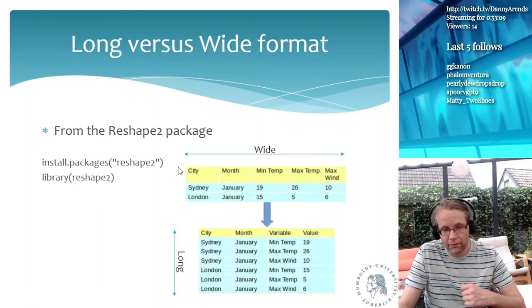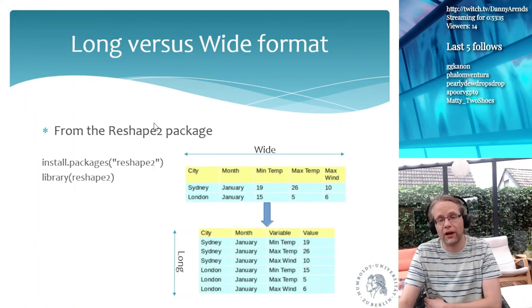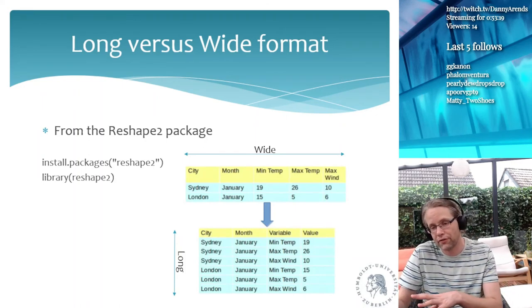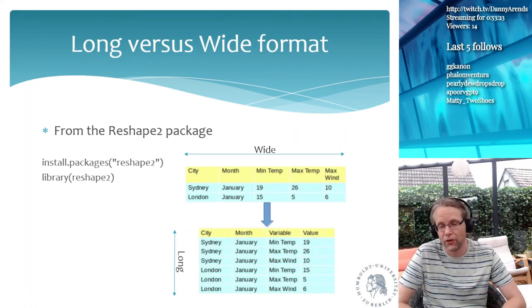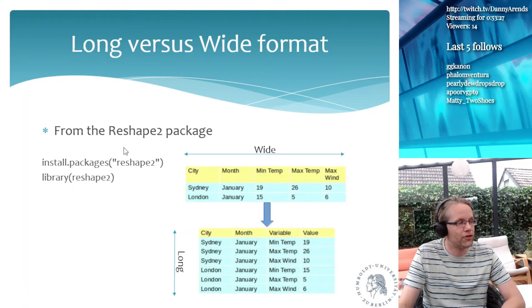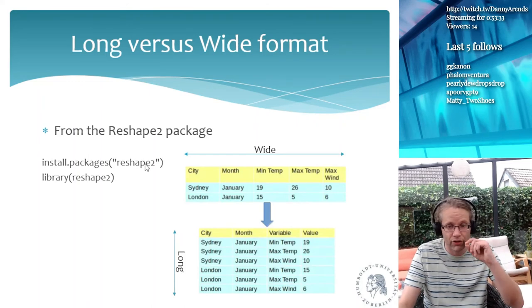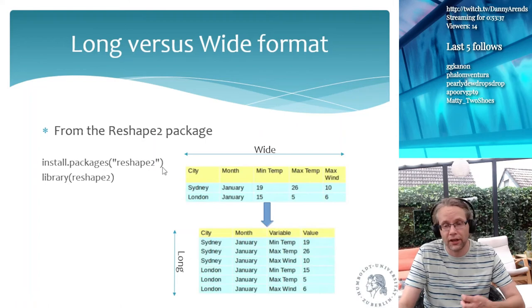If you want to go from one to the other, there's this reshape2 package, and this reshape2 package allows you to go from wide format to long format, and back to wide format if you need to, without having to manually copy paste your data or make new data frames yourself. So it's a really handy package if you have your data in one format and the algorithm that you're trying to use requires it to be in a different type.